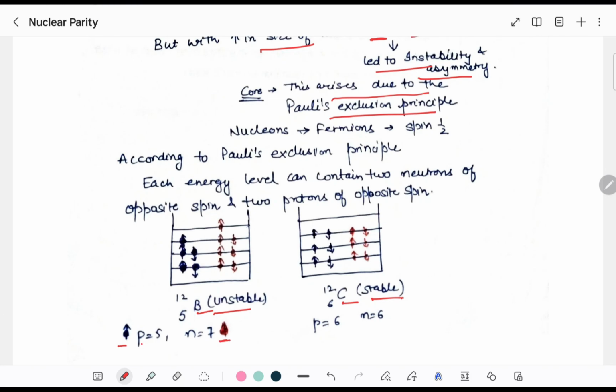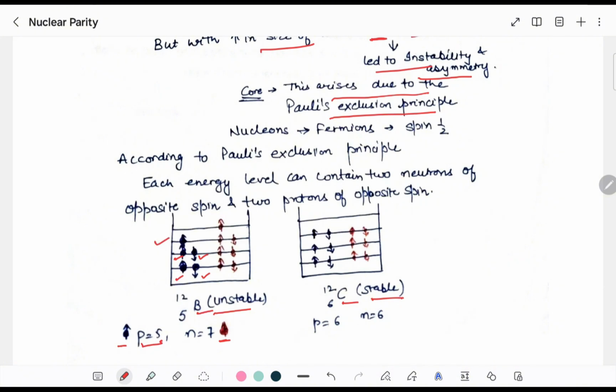We have 5 protons in case of boron. In the first energy level with spin up and spin down, we have entered an up spin proton and a down spin proton. In the second level, we have also put one proton in up spin and one proton in down spin, and the one proton which was left we have put in the third state.